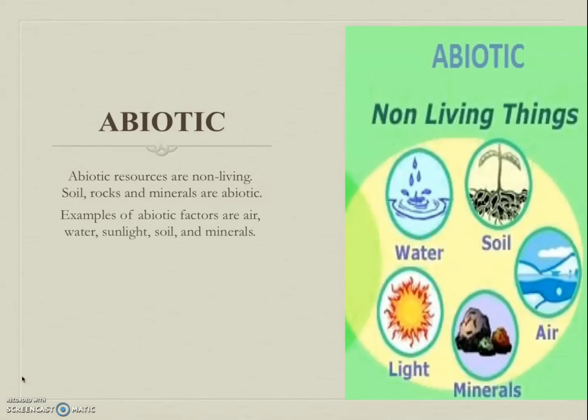And then other than this, land, water, sunlight, and heavy metals like gold, copper, silver, etc. also come under abiotic. Okay. And next we are going to see renewable resources. So first we will be seeing the renewable resources.